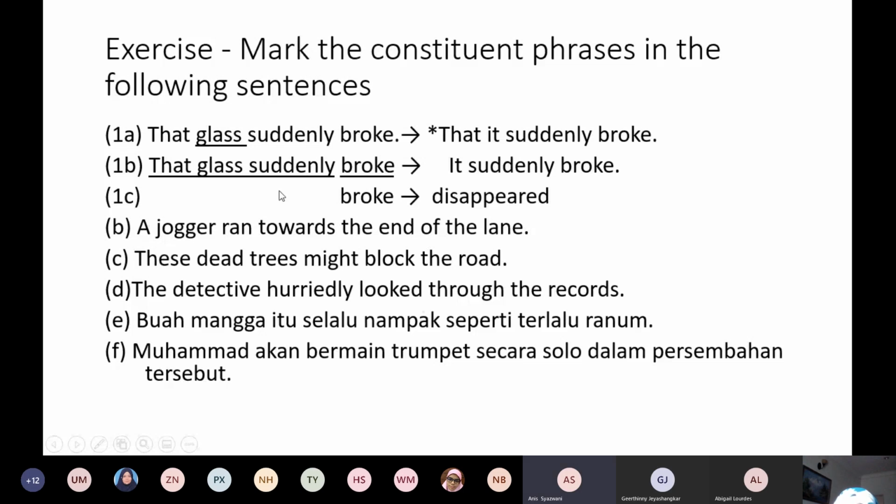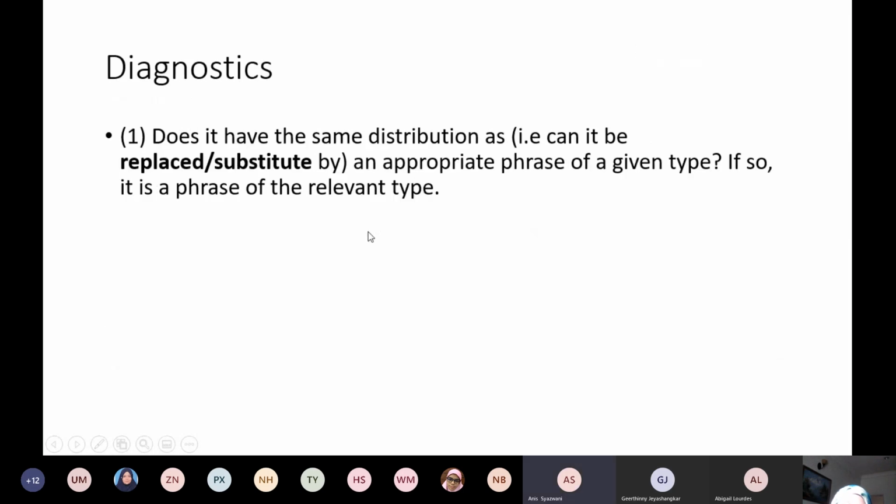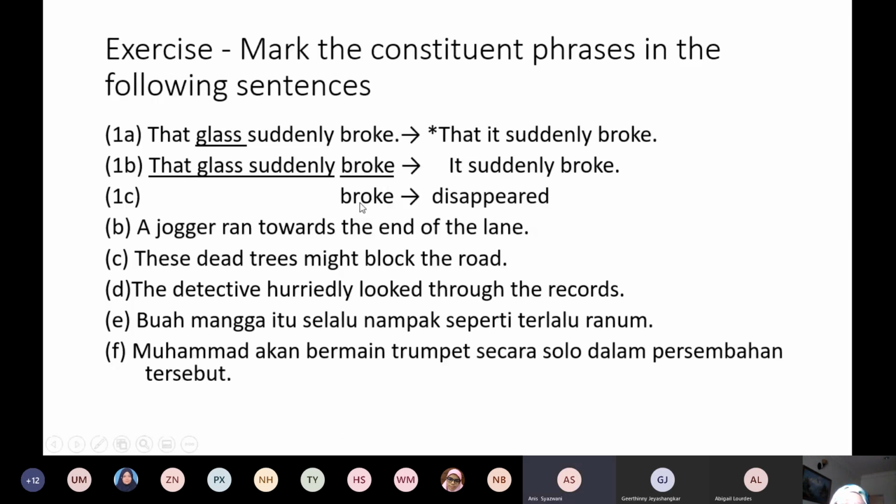The bigger constituent is the verb phrase. And then you masuk dalam verb phrase tu, you nampak the end. The end of the lane is one constituent. Tapi dalam constituent tu pun ada of the lane.